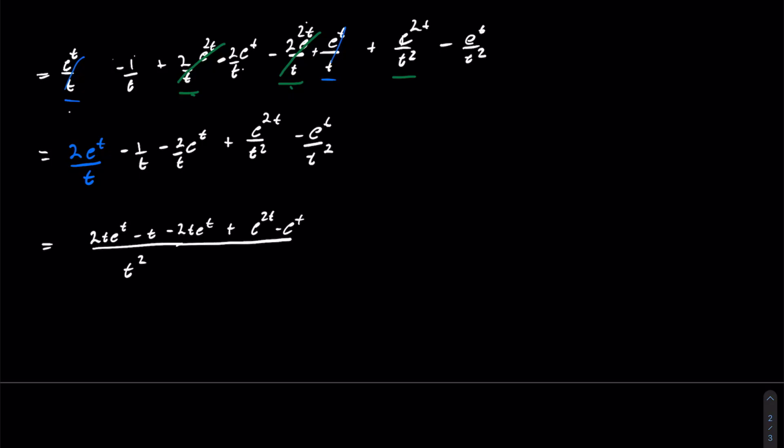Can we cancel anything else? Well, we have this cancels, and then we are left with e to the t minus t, and this t there.